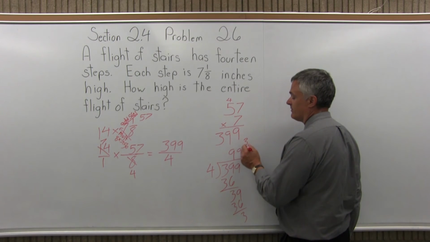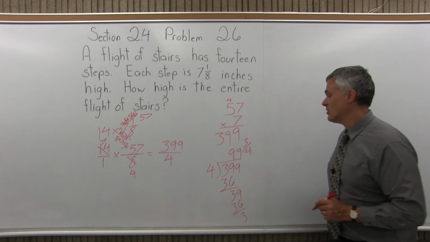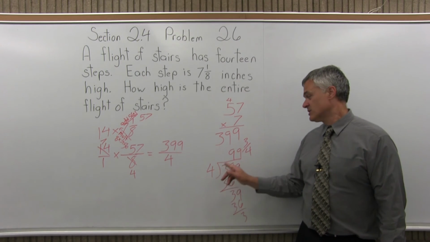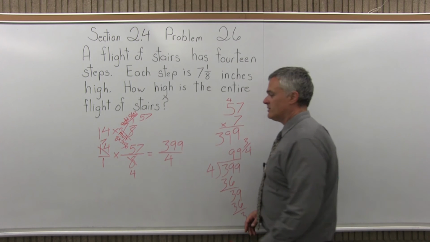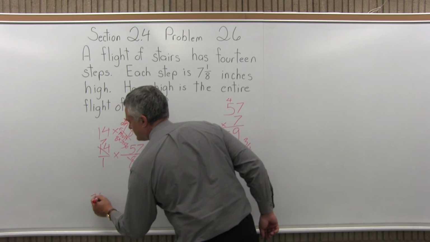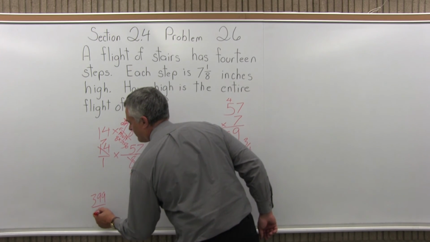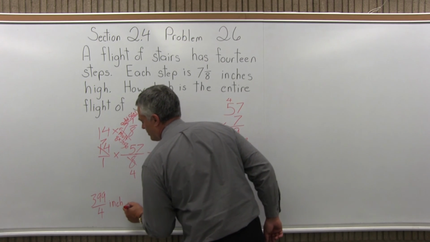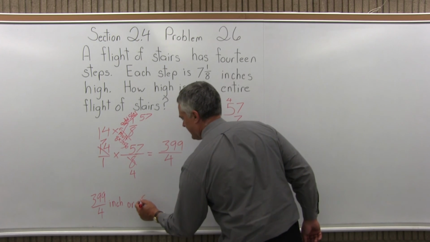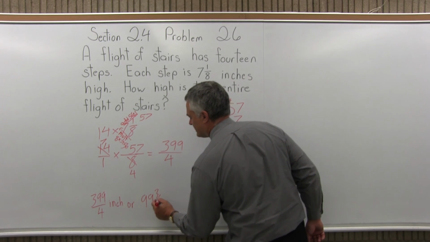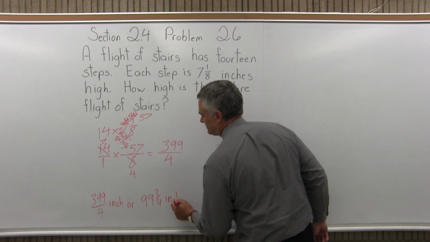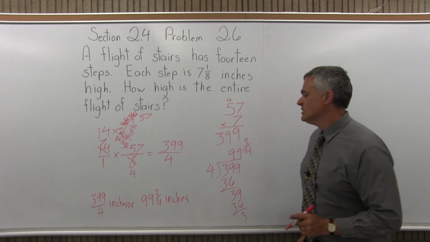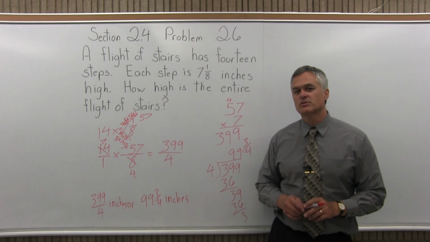That's my remainder. So that's the numerator of the fraction portion of my mixed number, and the denominator, a number outside the division, remains the denominator. So the entire flight of stairs is 399/4 of an inch high, or you could write it as 99 3/4 inches high. Now let's put the other one in inches too. That's better. So it's a little more than 8 feet high for a staircase, which is pretty typical.